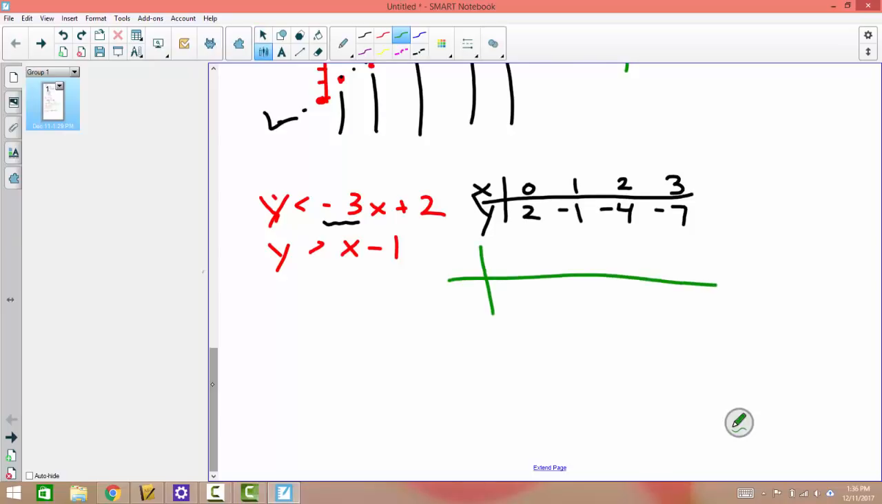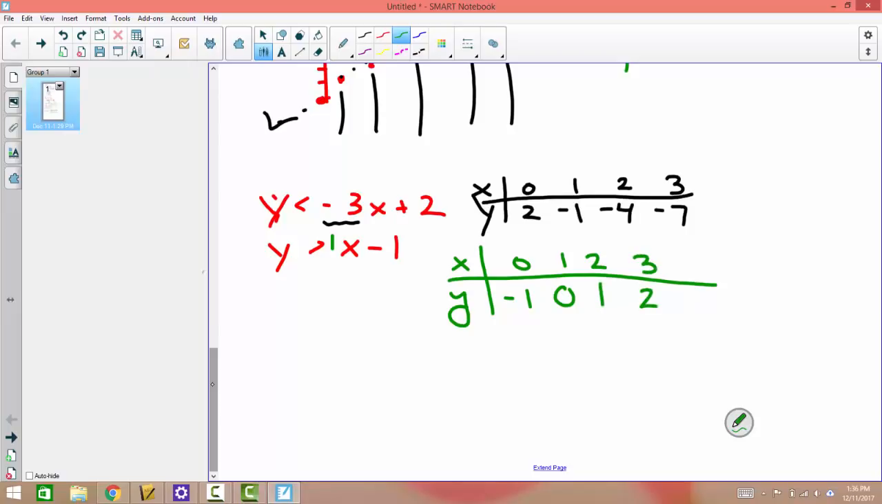In the next one, 0 gives you -1. And then you're going up by 1. You could put a 1 there, it means the same thing. So 1 would give you 0, and 2 would give you 1, and 3 would give you 2.